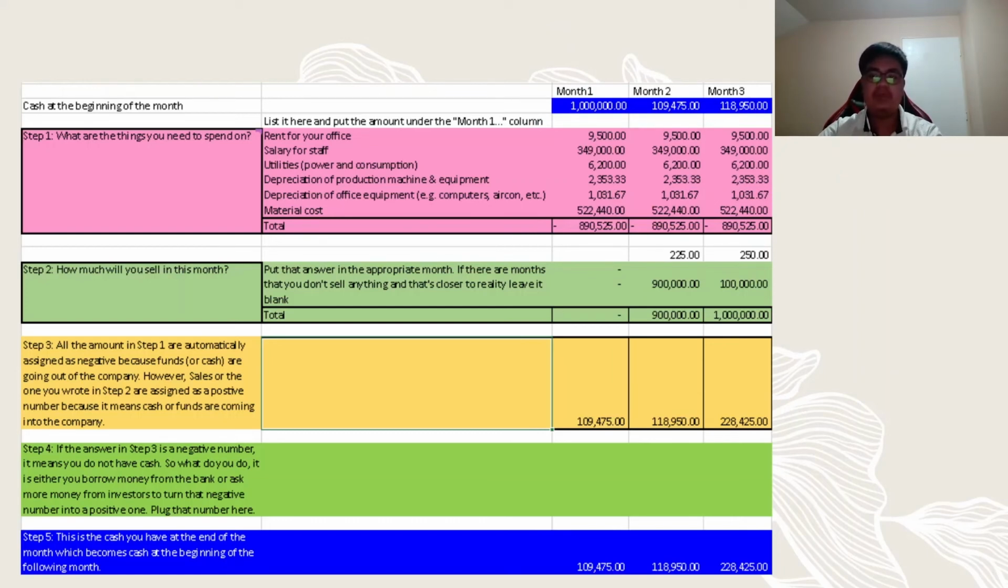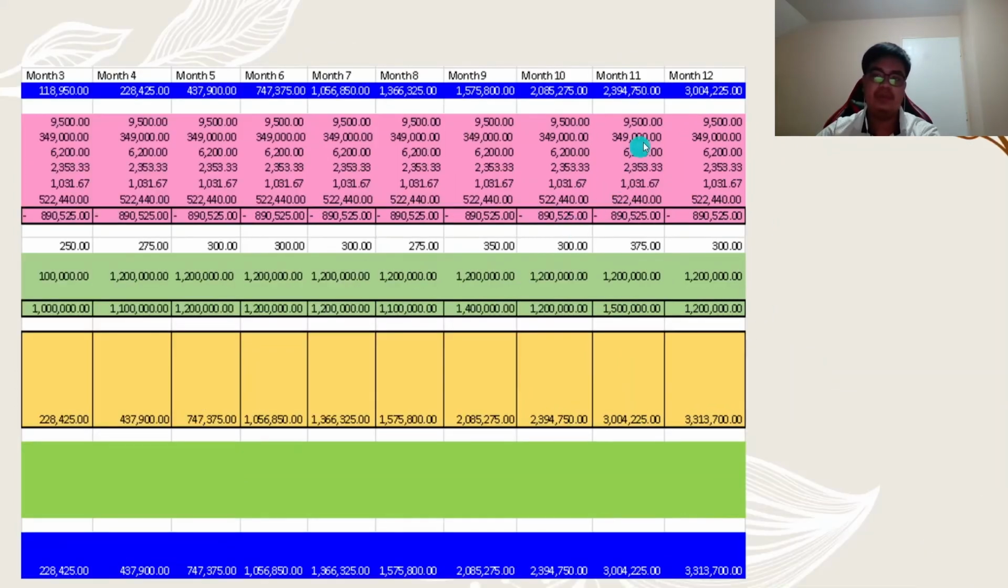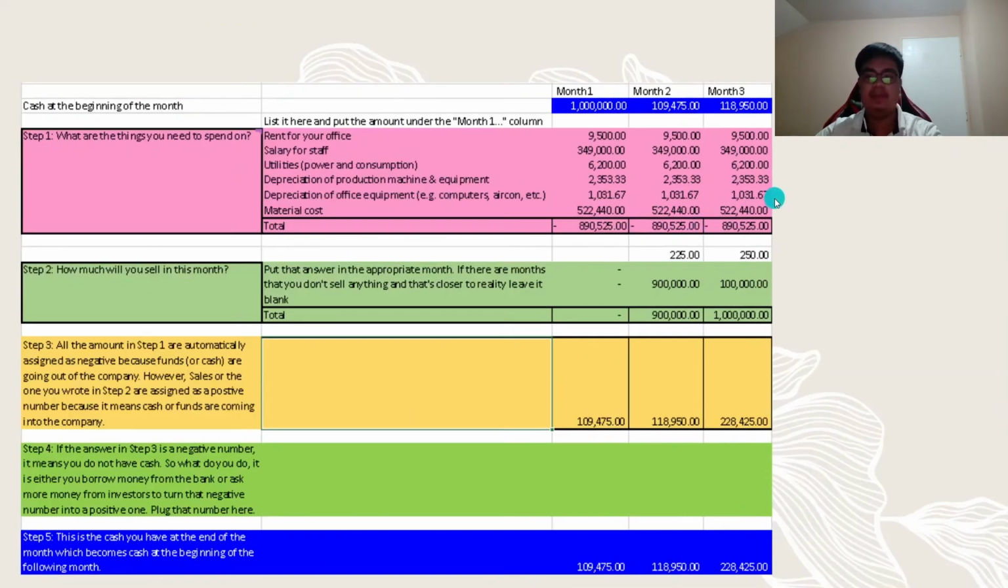Also, this will go throughout the first month to the 12th month of equal outage of money. So our outage of money has a total of 890,525 pesos. This goes on to the 12th month. Here on step 2, we have our month 1 to be blank or 0, which is this one, because this will only be for the purpose of buying the materials and constructing our product.